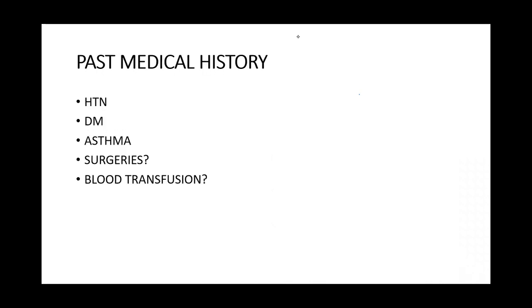The past medical history, you will talk about the history of hypertension, diabetes mellitus, asthma, previous surgeries, and blood transfusions.